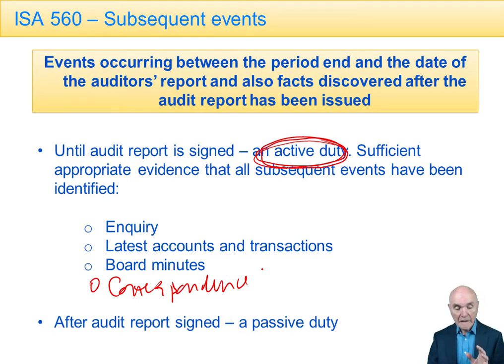After the audit report is signed, the guillotine comes down. We're kind of off duty. The audit is finished. We're not required to keep going on and doing more audit work. But if anything comes to our attention, then we have to take action. So if, almost by luck, we discovered that a large debt at year end, that the debtor had gone into liquidation, after we've signed our audit report, then of course it's really evidence that maybe the financial statements are wrong, and actually our audit report is wrong.